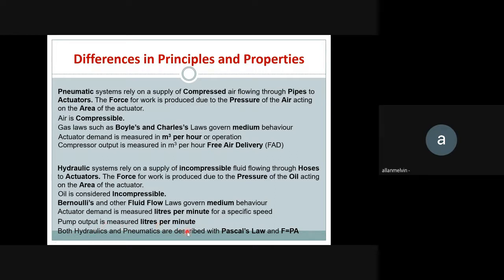Okay, both hydraulic and pneumatics are described with Pascal's law and F equals to PA. Okay, even though the medium and also the laws involved are different, it fulfills Pascal's law and also F equals to PA. Just the scales for hydraulic and pneumatics are different. The working range lah. For hydraulic, we always use for heavy load. So pneumatic untuk benda-benda yang kecil, because the working pressures are not the same. But both using Pascal's law and also force equals to pressure times area.